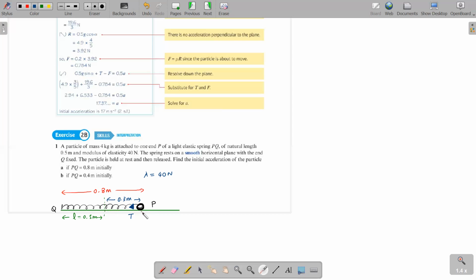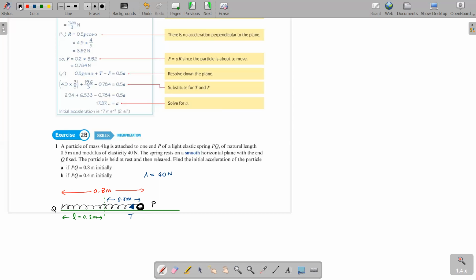So when it comes closer to the natural length, the acceleration will drop. Not the velocity. Velocity will increase, but the acceleration will drop since you're coming closer and closer to the natural length. You will learn more about that later. At this point, all I wanted to know is that we don't have a constant acceleration. What they wanted to do is find the initial acceleration. That means the moment you release, at that moment, what is the acceleration?